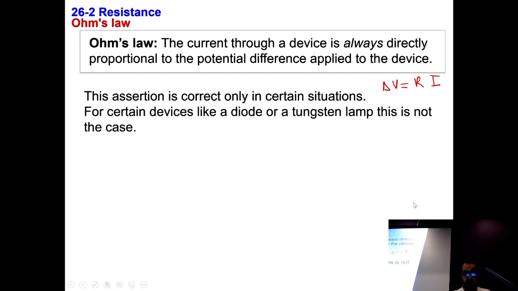This law is not always valid. The assertion is correct only in certain situations. For example, for certain devices like a diode or a tungsten lamp, this is not correct because the material is not ohmic material. It does not obey Ohm's law. So Ohm's law applies usually for certain kinds of conductors, but does not always apply.